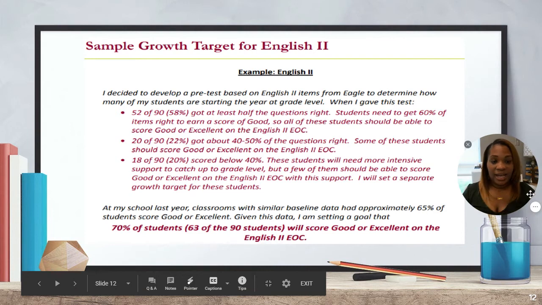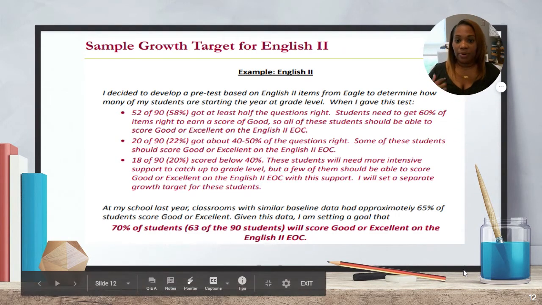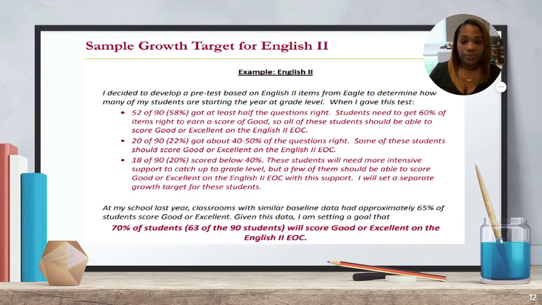Now let's look at an SLT. Let's look at a writing example. So this is a sample growth target for an English 2 class. This is what the teacher wrote. I decided to develop a pretest based on English 2 items from Eagle to determine how many of my students are starting the year at grade level.